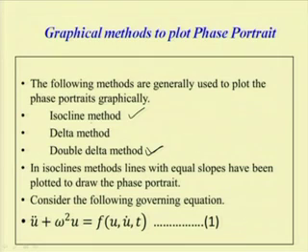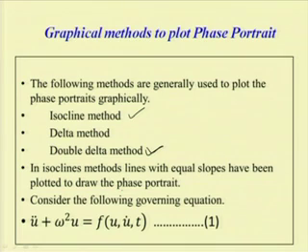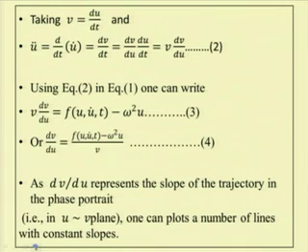In the method of isocline, iso means similar or equal. So, in the isocline method, one has to plot lines with equal slopes and draw the phase portrait. Let us consider this equation u double dot plus omega square u equal to f of u, u dot and t. In this case, take v equal to du by dt.